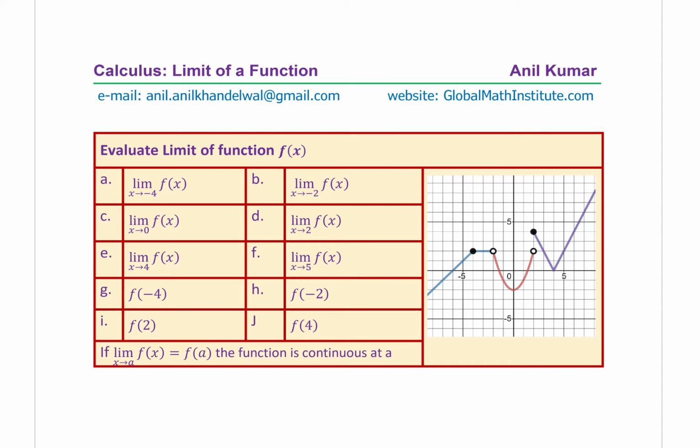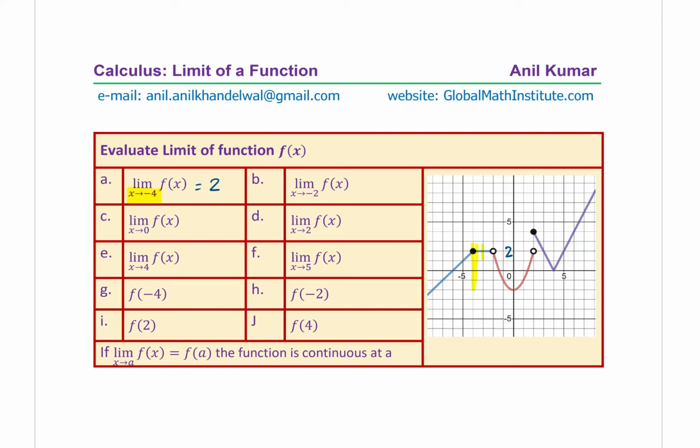So when I say x approaches minus 4, we are looking at this particular point here, right? So this is minus 4, correct? So what is the limit of the function? Well, the function is continuous and you can write down the value, correct? It seems to be 2, right? So the value here is 2. Clear? Now, limit of the function f of x as x approaches minus 2.